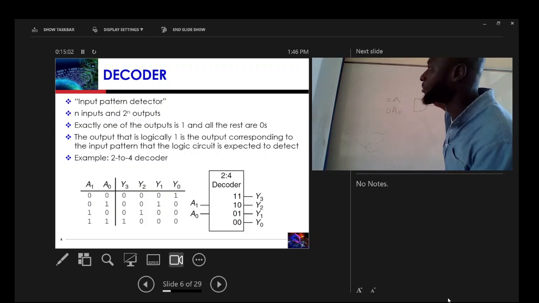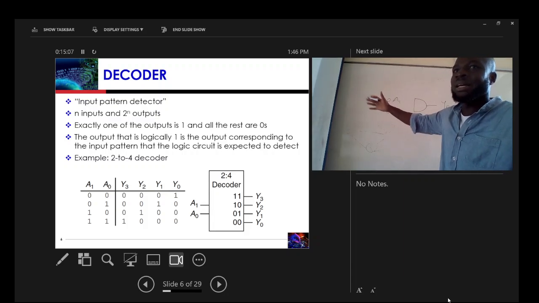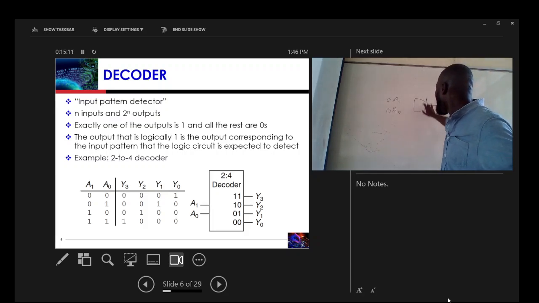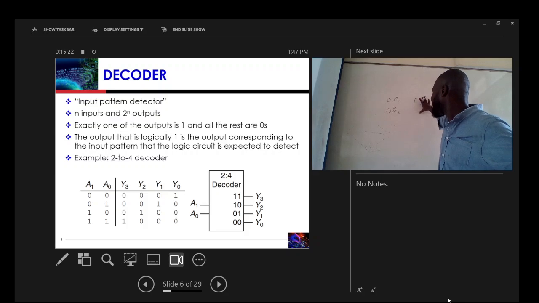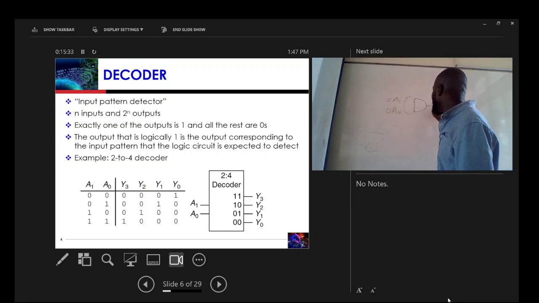And then we have to care about the output. Here we are using Y0. With 0, 0, you see that it only turns on Y0. So that's what we care about. What input will make this one 1? This is an AND gate. I want this to be 1 based on A1, A0 being 0, 0. What must I do here to make the output 1?